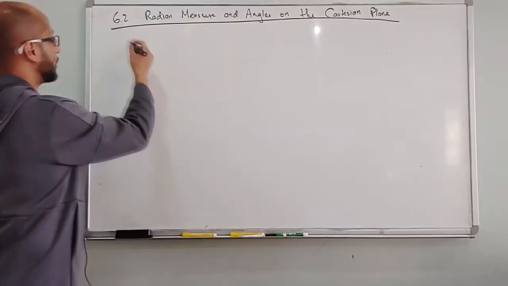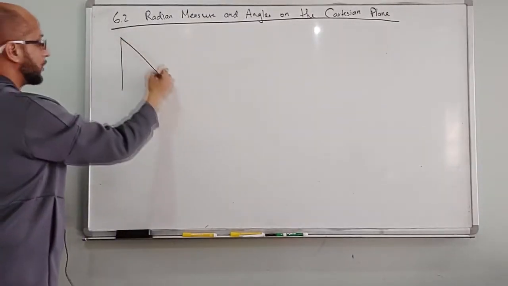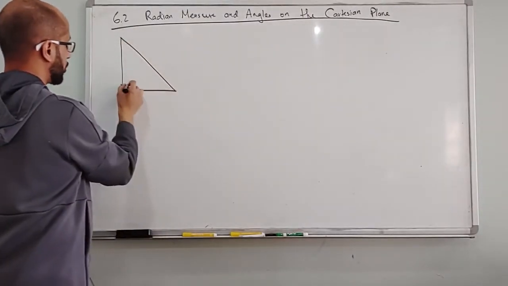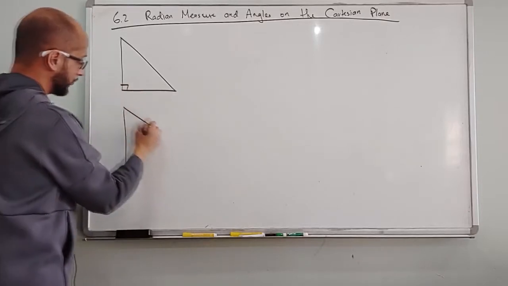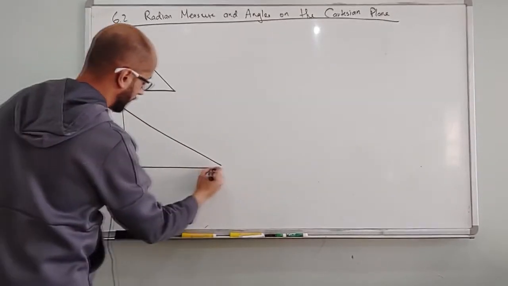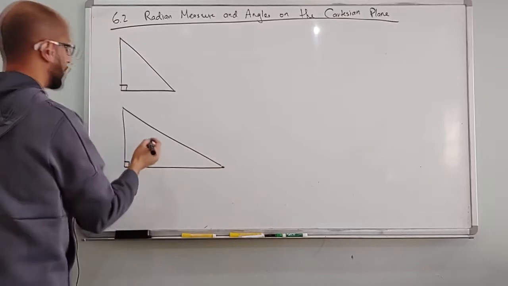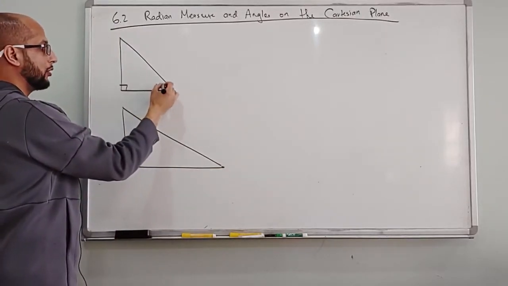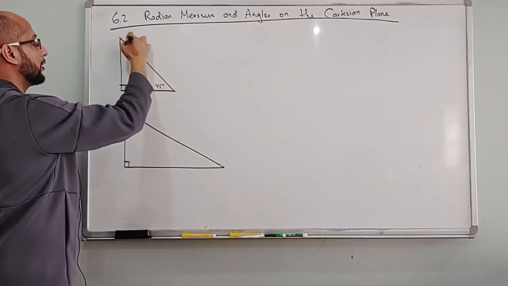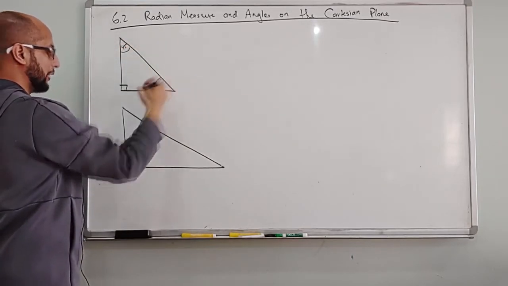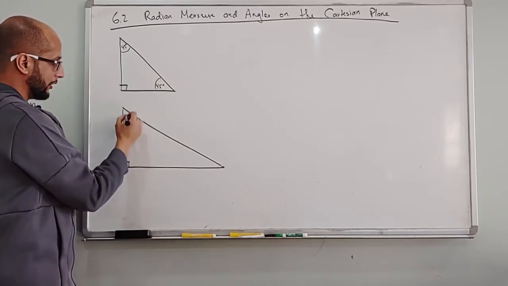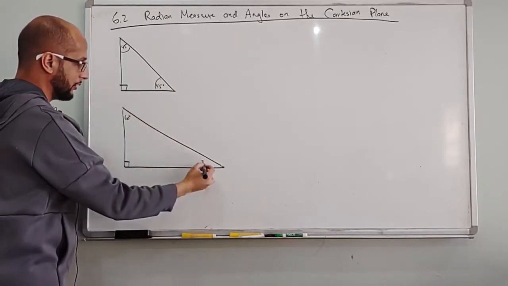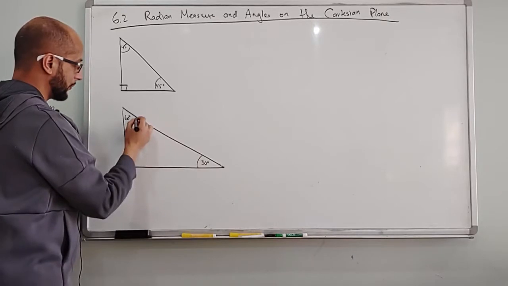We have always dealt with special triangles. We know the special triangles. There's two of them. Those special triangles are 90, 45 degrees, and 45 degrees. And then 90, and then there's 60 degrees and 30 degrees.